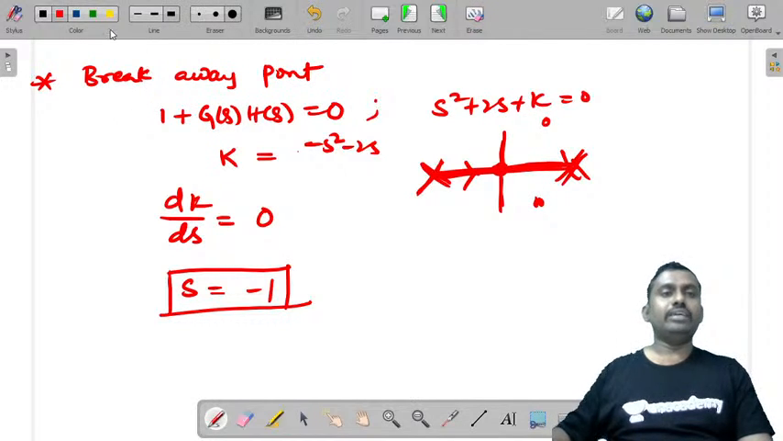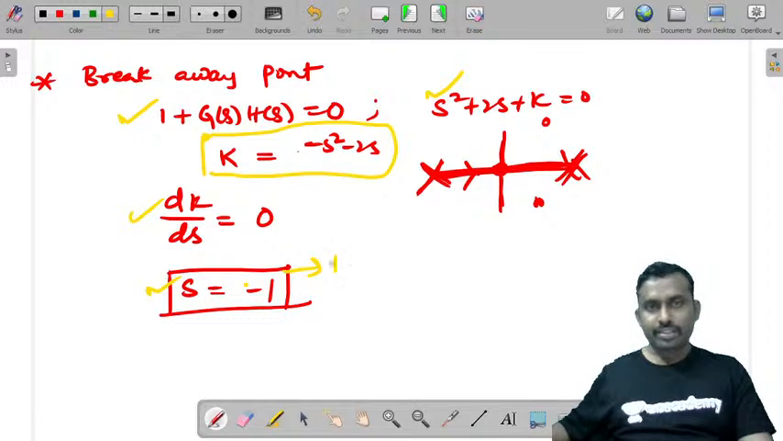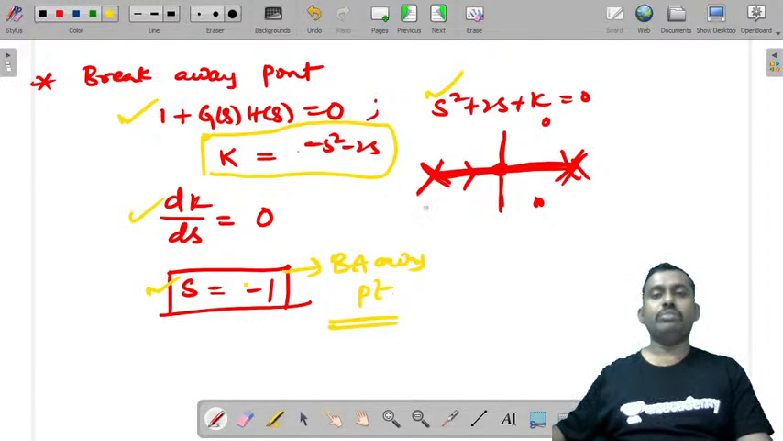In order to find the breakaway point, we consider 1 plus g of s into h of s. So you'll get s square plus 2s plus k equal to 0, and k is equal to minus s square minus 2s. Differentiate it and make it equal to 0, you'll get s is equal to minus 1. This is a breakaway point, and we need to check whether it is a valid breakaway point or not.